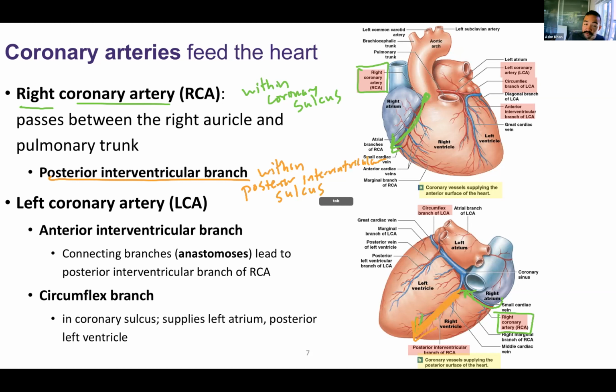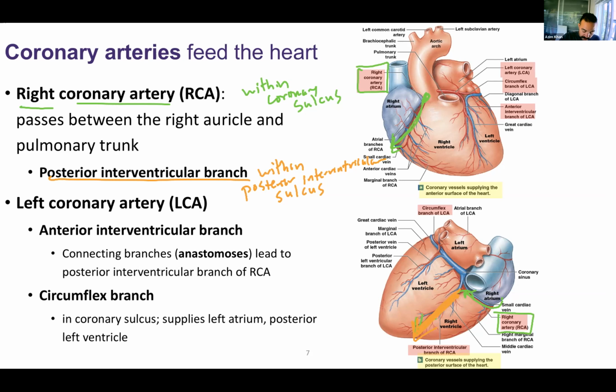It'll be really useful to know where these sulci are, the coronary sulcus and the posterior interventricular sulcus, because this is where you can also find blood vessels, major coronary arteries, and we'll see veins too. So that's the right coronary artery and one of its major branches, the posterior interventricular branch.